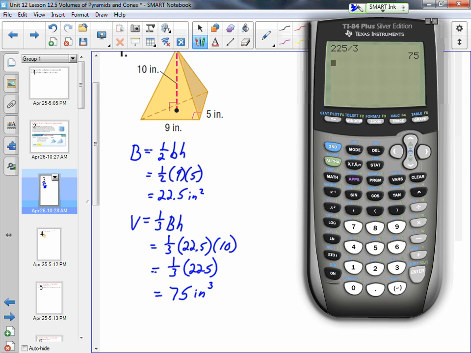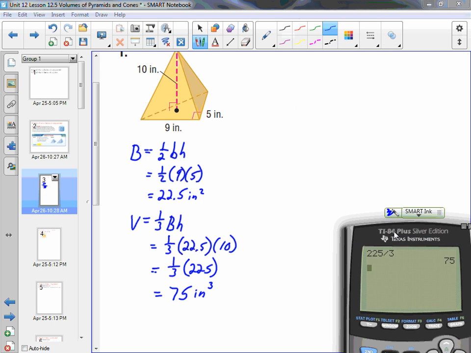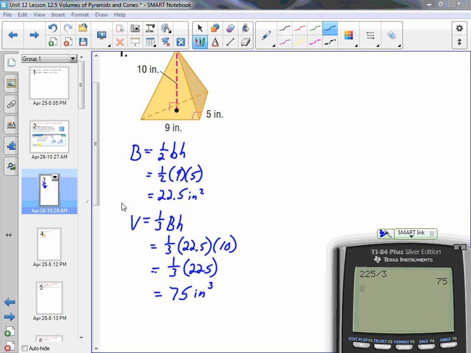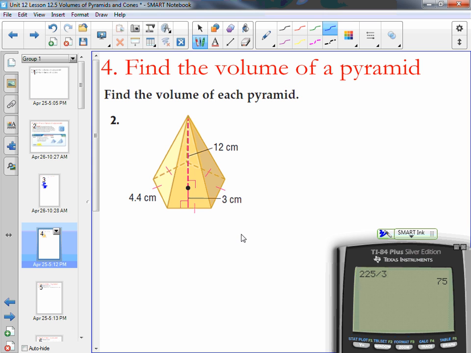Any questions on number one? You get the feeling that's about as easy as they're going to get? Yep, that's about as easy as they're going to get. Let's take a look at number two.